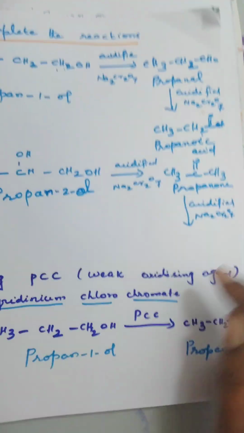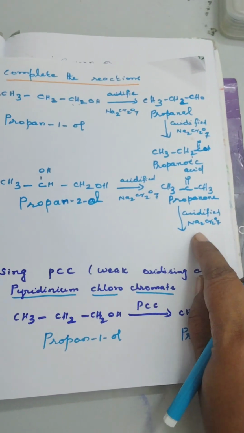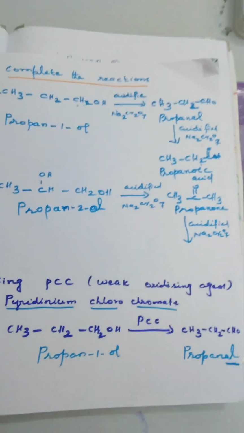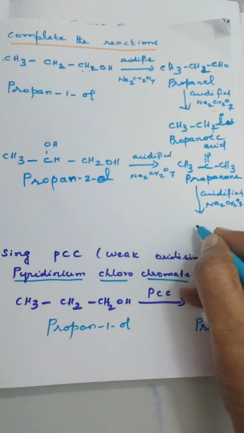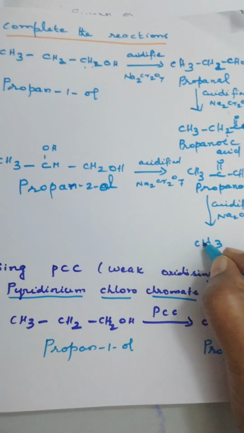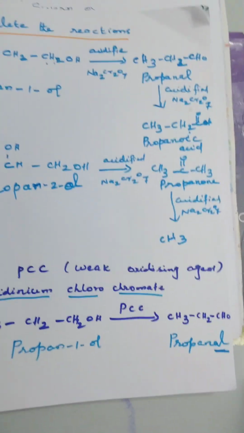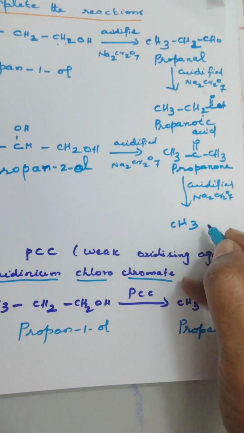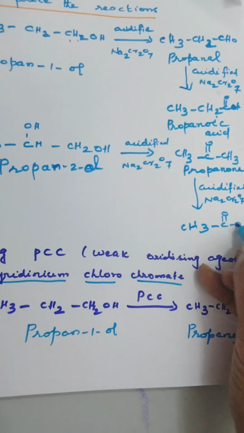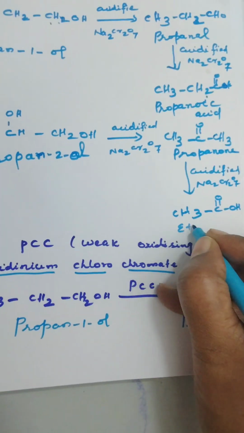Then propanone undergoes oxidation in the presence of acidified sodium dichromate. You get CH3, CH3. Here what you have to remember, the number of carbon is reduced by 1 unit. The product is an acid like the primary alcohol, but the number of carbon is reduced. Here number of carbon 3, here it should be 2. What is the acid? It is ethanoic acid. 2 carbon atoms are present, ethane, so you get ethanoic acid.